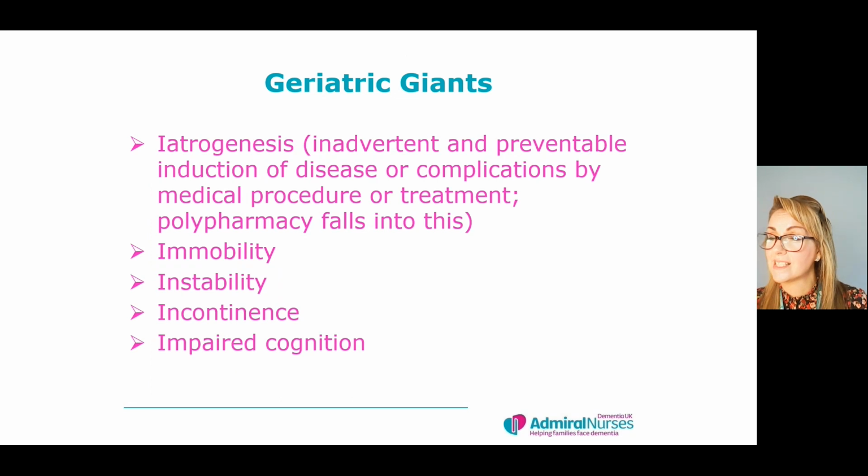So a proportion of CGA is associated with screening for the 5 geriatric giants, which are iatrogenesis, which is an inadvertent and preventable induction of disease or complications by medical procedure or treatment. So polypharmacy would fall into that, so does elective surgery, just to pick 2 examples. The second is immobility. The third is instability. The fourth is incontinence. And the 5th is impaired cognition. The result of the CGA is a holistic review should be, as I stated earlier, a personalised care and support plan that's developed, which focuses on the person's needs and their goals of care.